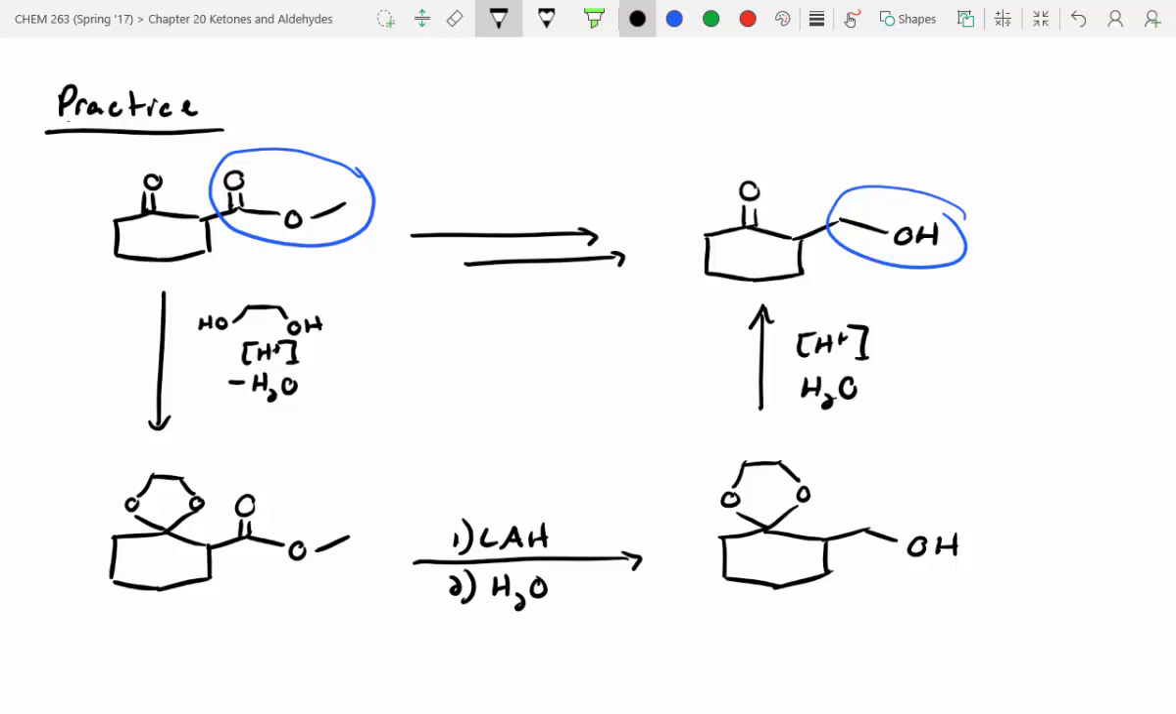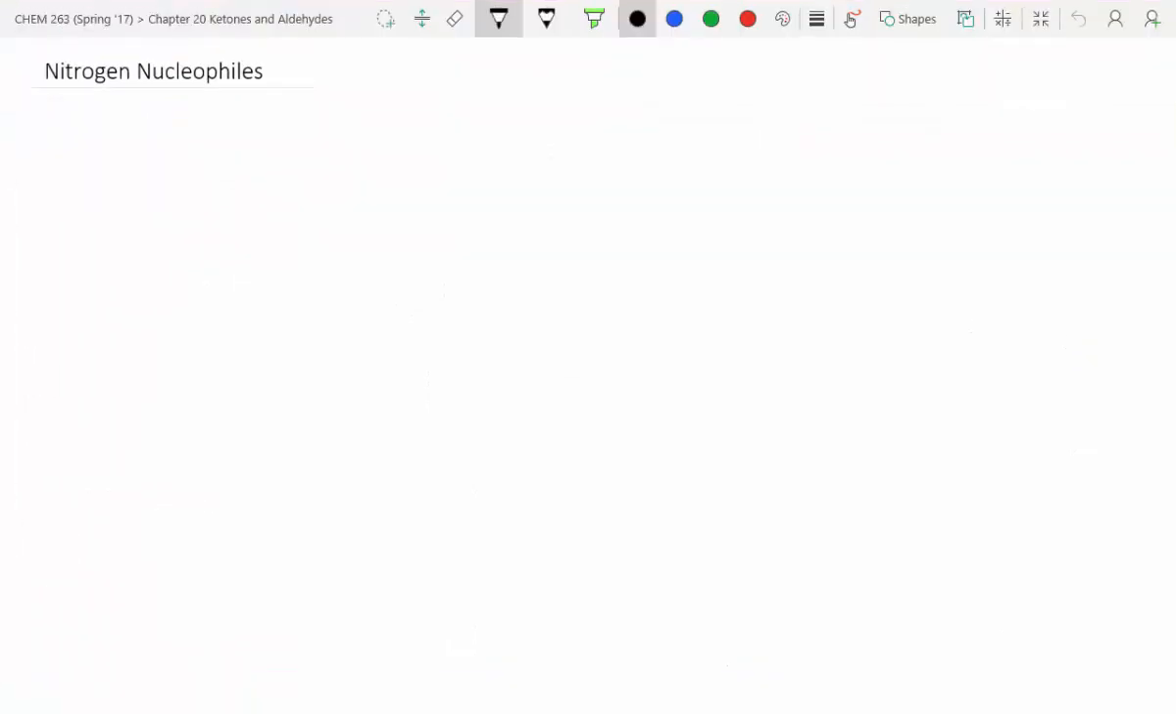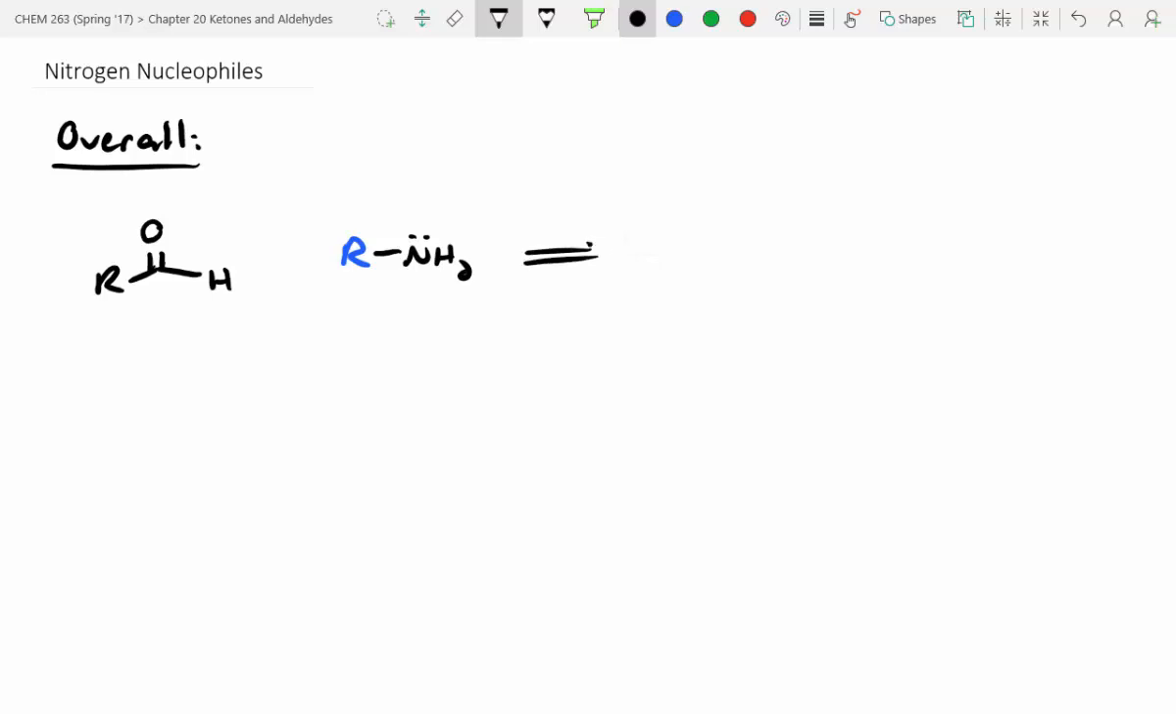Let's continue on and talk about nitrogen nucleophiles really quick, because I think that'll help you with the pod. The pod has a nitrogen nucleophile. So this is really similar to oxygen nucleophiles with a few twists. This time I'm going to use an aldehyde as our starting material. And I'm going to use an amine, and I'm going to label it as a red R. And just like before, this is under equilibrium conditions. I'm just going to do acid. And when we do this, we are going to form a new functional group.